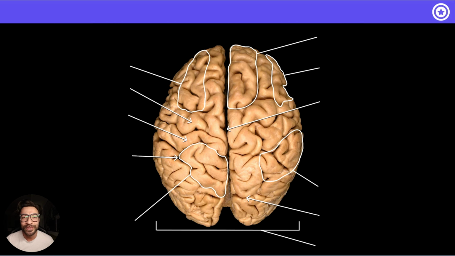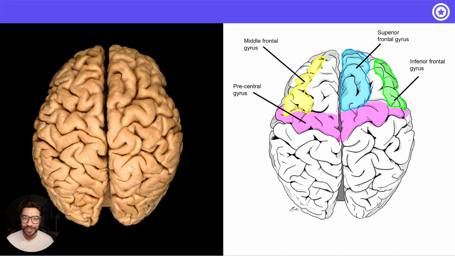John here from Anatomy Boot Camp, and in this dissection we're going to be taking a look at the cerebral cortex and some of its features, except this time from a superior point of view. So let's start off looking at the frontal lobe.